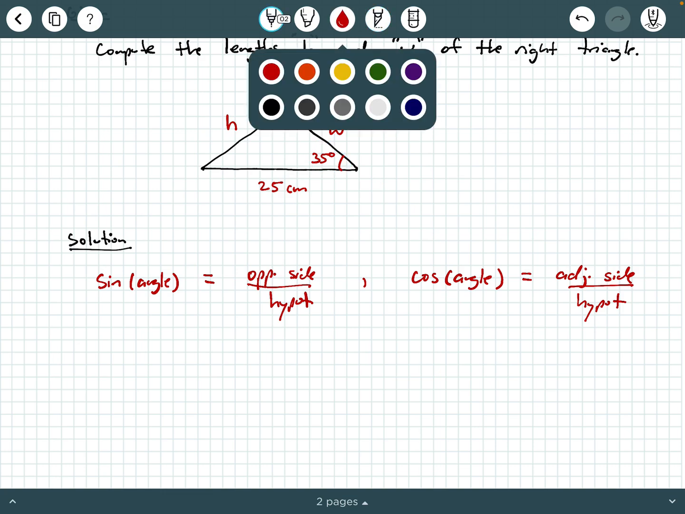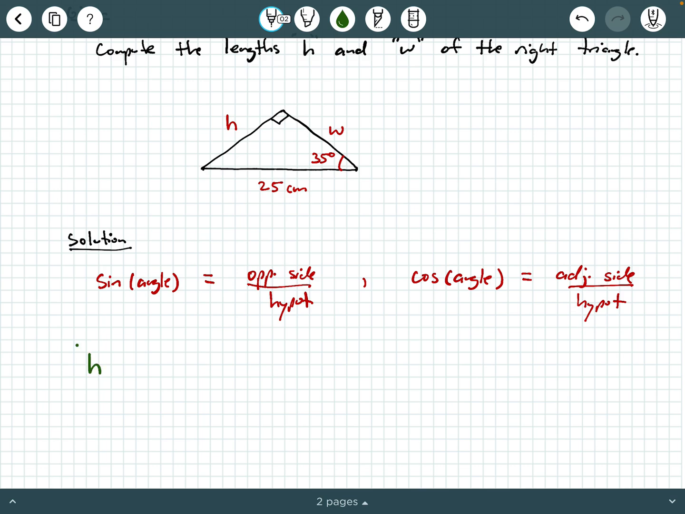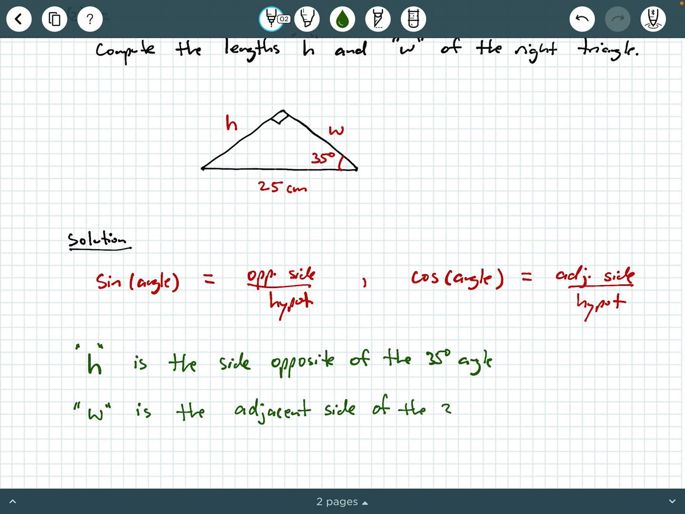So what we can make a note of is we can say that h, this length h that we're given here, is the side opposite of the 35-degree angle, and the side that has length w is the adjacent side of the 35-degree angle. All right, so how do we know that? Well, again, look at this 35-degree angle. What side is on the opposite of this 35-degree angle? Well, h is. And then what side is adjacent or next to this 35-degree angle? Well, it's this length w right here, okay?